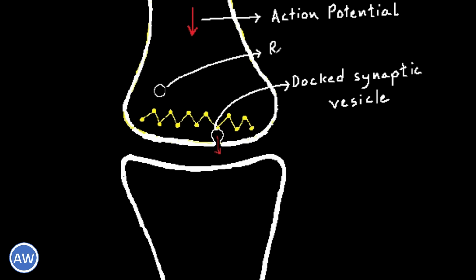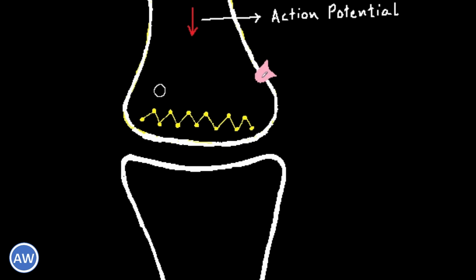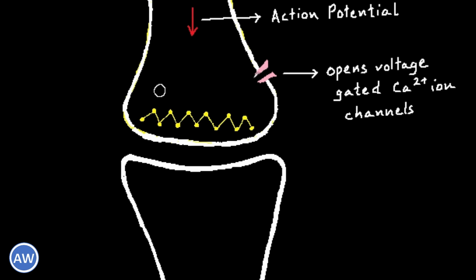However, all the synaptic vesicles are not always docked but are mostly kept in reserve away from the active sites. Let us elaborate the process further. Arrival of an action potential at the presynaptic membrane opens voltage-gated calcium channels located at the active site, possibly as a part of docking complex, which permits the influx of calcium ions into the axon terminal.